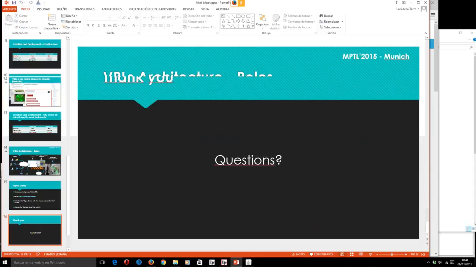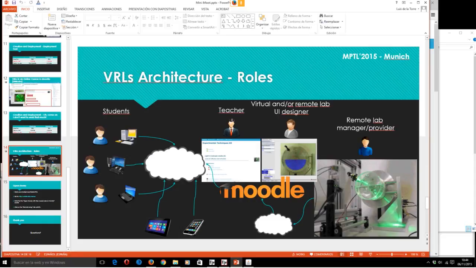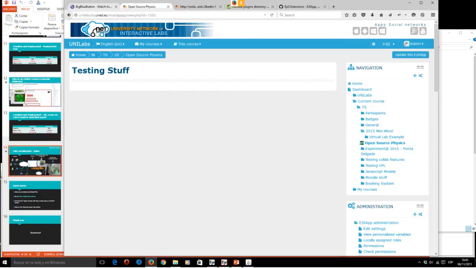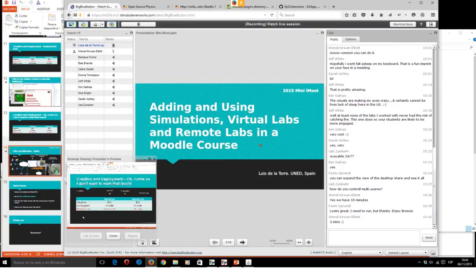So basically, this is the whole structure we have. We have our students connecting with their devices, either laptops or tablets or smartphones, connecting to our Moodle site here, which courses are managed by teachers. But then there is a different role for the virtual and or remote lab user interface designers. There is also a different role for the remote lab manager and provider, and so on. So this is basically the picture of the architecture we have. And I'm out of time, so that's it. If you have any question, please feel free to ask.